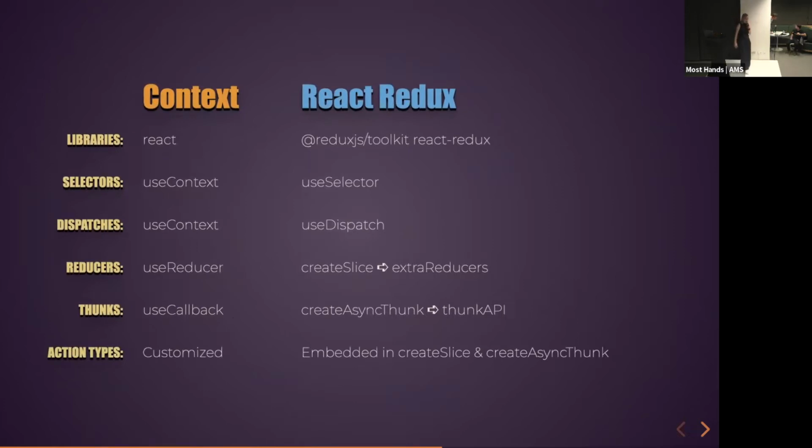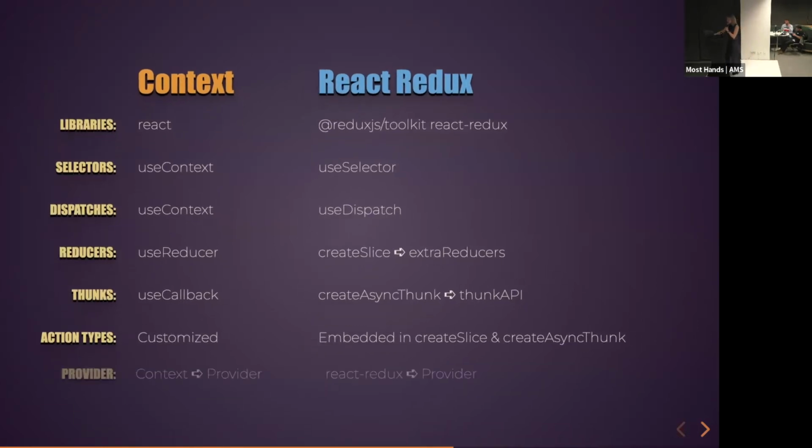As for our action types, since we're managing state asynchronously, we have to look at promise-based action types, meaning what happens when it's loading: pending, fulfilled, or rejected. In context, this is a little bit manual. We're going to look into that as well. So that's why I call it customized. React Redux is a little bit customized as well. However, the promise-based action types are actually embedded in createSlice and createAsyncThunk, which is really good.